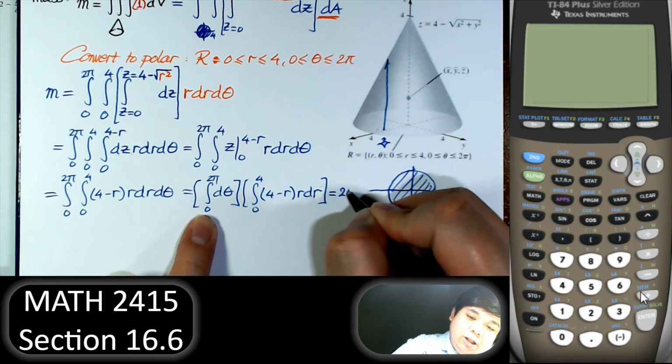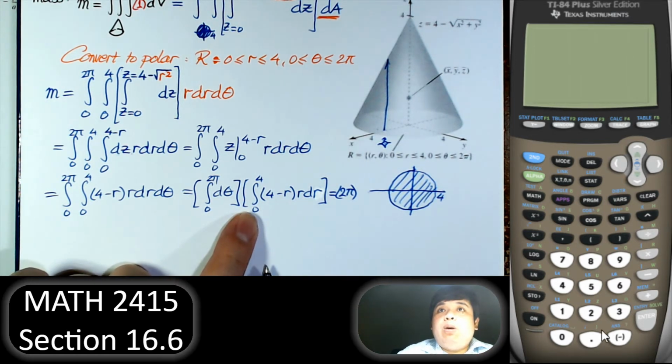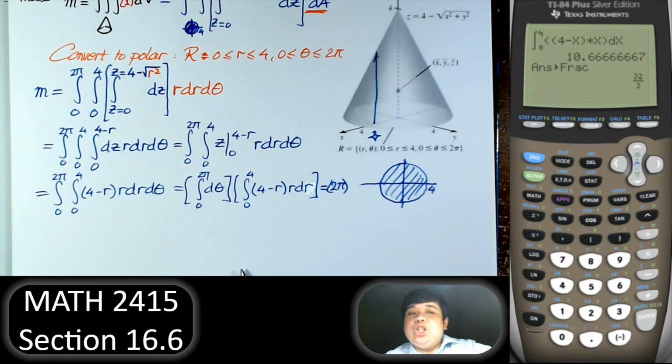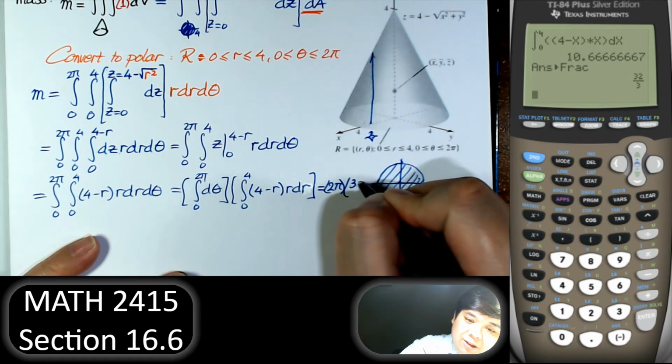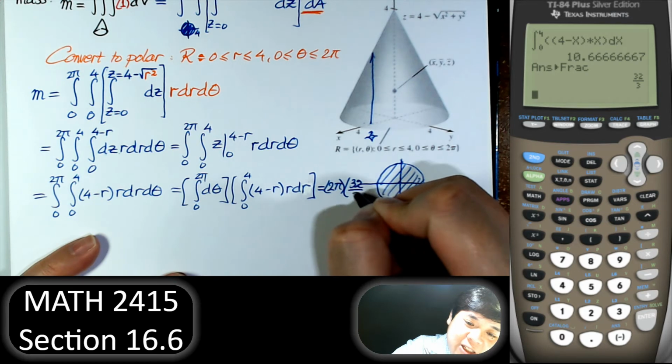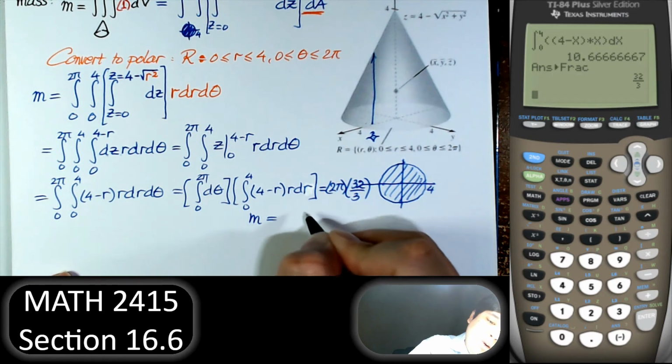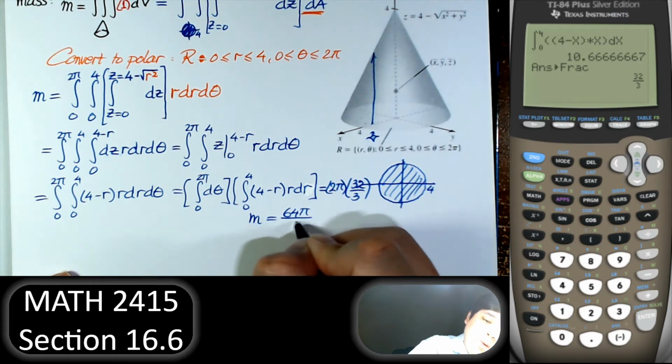First one gives us 2 pi. What's that integral? Over 3, 32 over 3. So that gives us 64 over 3. So mass is equal to 64 pi over 3.